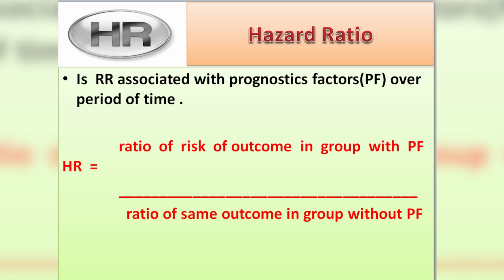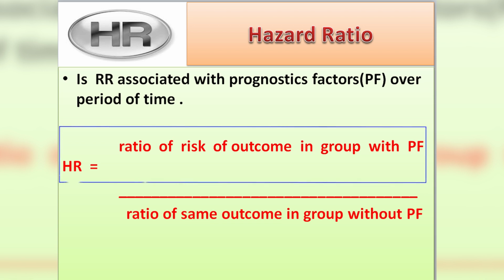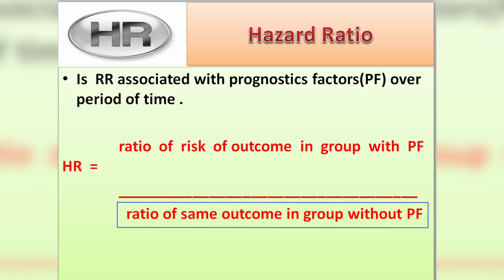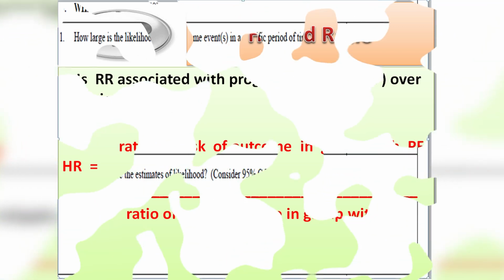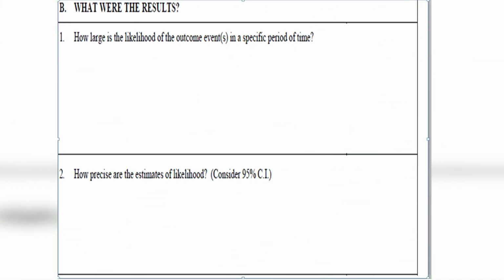Calculation of hazard ratio is the same: EER over CER, event rate over control rate. But here we say the risk ratio of the outcome in the group with the prognostic factor to the ratio of the same outcome in the group without the prognostic factor. This is the validity of the prognostic paper.